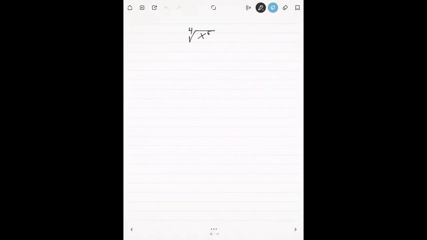Now let's try to incorporate when we have variable terms. Here we have x to the 5th to the 4th root. So first we have to wrap our heads around what does it mean to be x to the 5th, and what does it mean to take the 4th root of this? So we're trying to figure out, kind of a little side note here, what raised to the 4th power got us x to the 5th? It's kind of a strange concept.